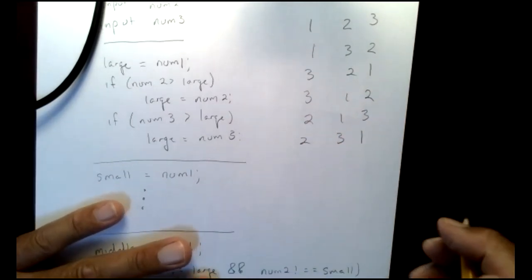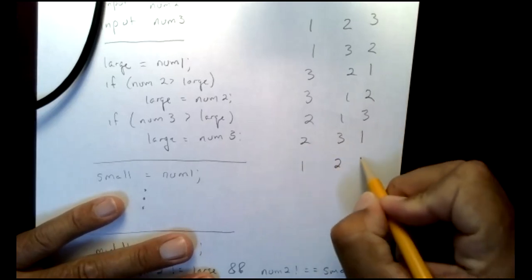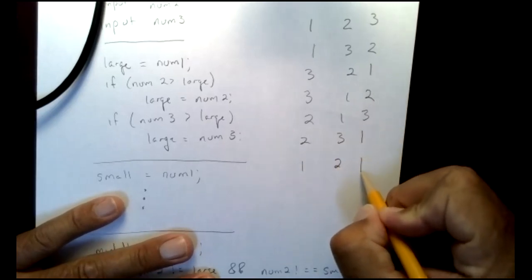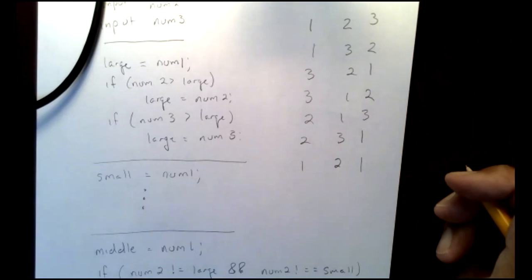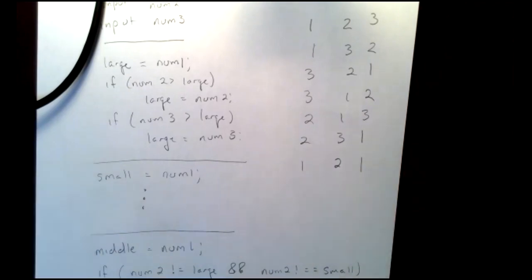Just for kicks and giggles, what if I did 1, 2, and 1? What happens if there's equals? You know, we'd have to maybe take that into consideration. But at least those first 6 are definite good pieces of test data that I would use to test the program.